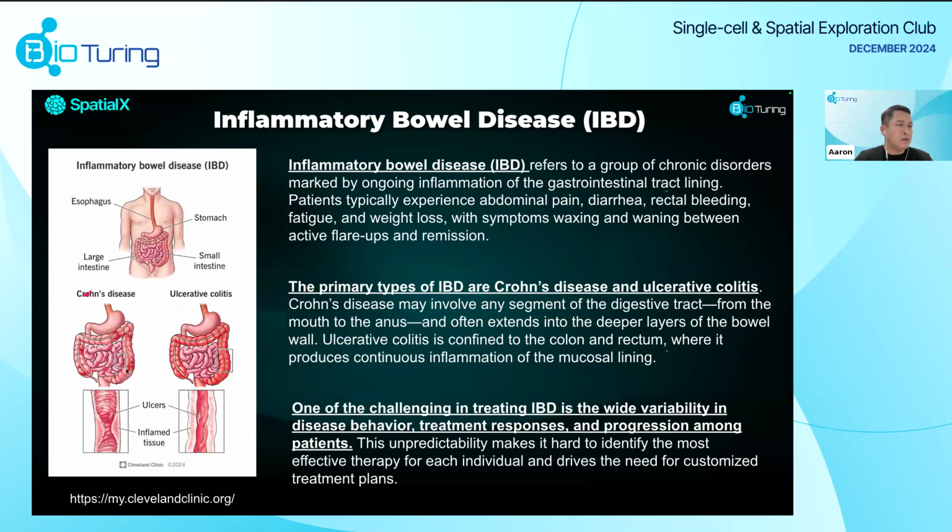For example, Crohn's disease can affect any segment of the GI tract, and it often extends to a deeper layer of the bowel wall. But ulcerative colitis is more confined to the colon and rectum, producing continuous inflammation of the mucosal lining. One of the challenges of treating IBD is the wide variety in disease behavior, treatment response, and progression among patients. So understanding the disease and the heterogeneity between patients is important to develop more effective treatment.